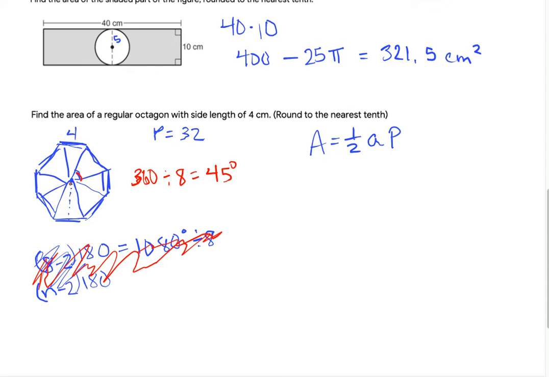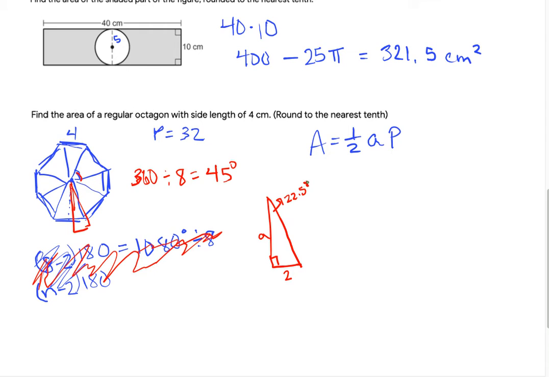And then I'm looking at just this piece right in here. And that's half of a central angle right there. So half of 45 is 22.5 degrees. And half of a side length, so I just have 2, and then this is my apothem that I need to find.